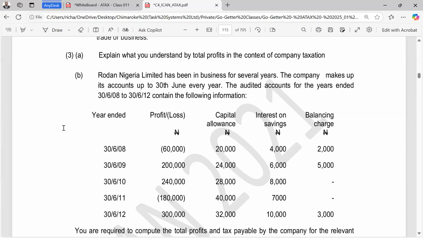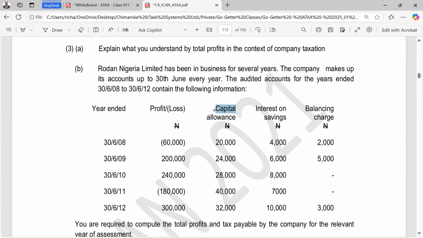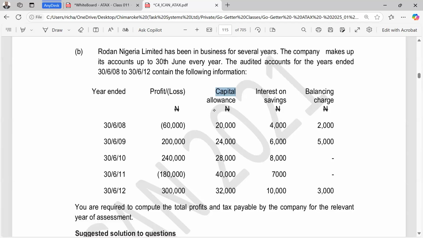Now, this is not commencement of business. This is not change of accounting date. And this is not cessation of business. This is just ongoing, continuous business. And everything we are going to be doing is going to be on what? Preceding year basis.